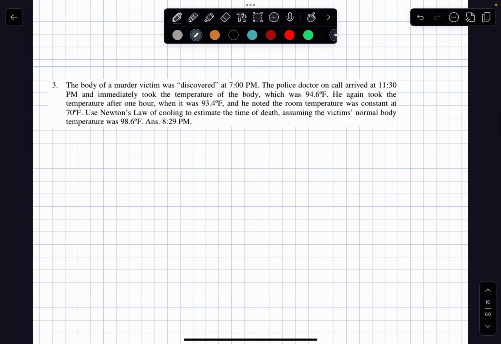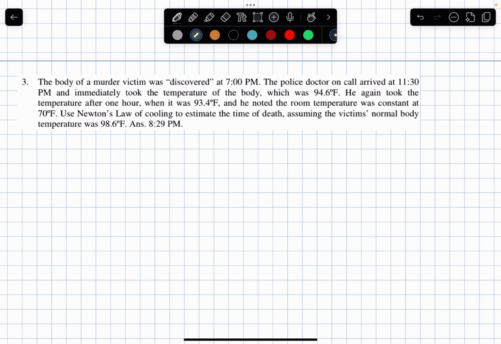Okay, next. The body of a murderer was discovered at 7 p.m. So we're going to organize the table in this way. We have time, our usual column. This is in terms of what? We have hours. In this kind of question, I suggest we use minutes. As you can see, the answer is 8:29, so at least it's not in terms of seconds. That's much more difficult.